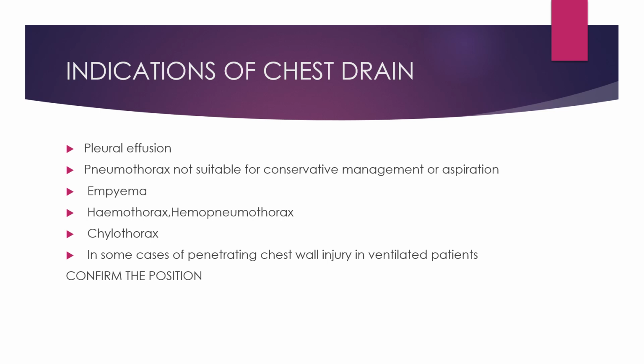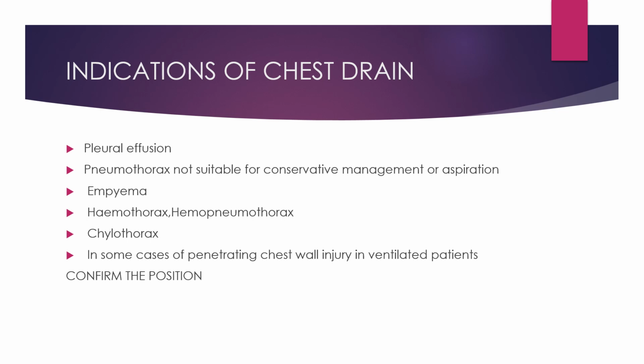Some indications for chest drain could be pleural effusion, pneumothorax, but some cases can be managed by conservative management of aspiration, as I've discussed previously, and empyema, hemothorax, hemopneumothorax, chylothorax, and penetrating chest wall injury in ventilated patients.